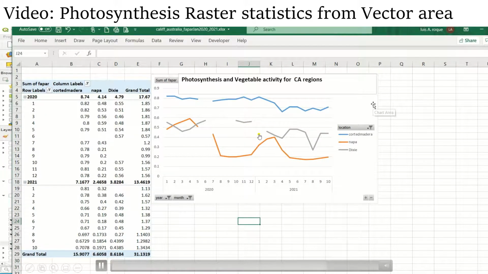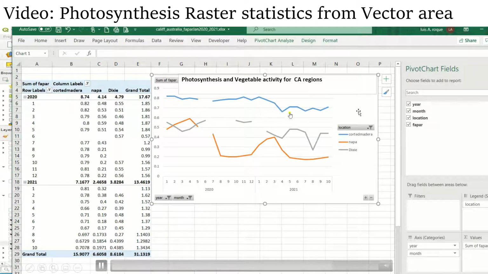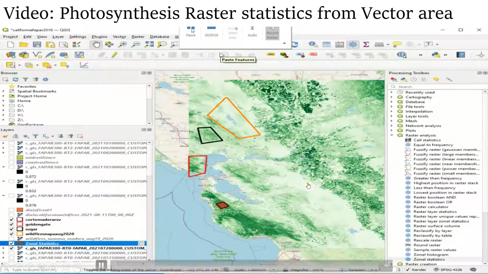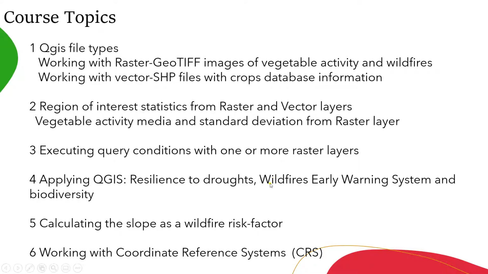where we see that the Corte de Madera region in California has a high resilience to the droughts that have affected the state from 2020 to 2021, compared with other regions like, for example, Napa and Dixie. Okay, so this is the objective of this course, and this is the course topics.